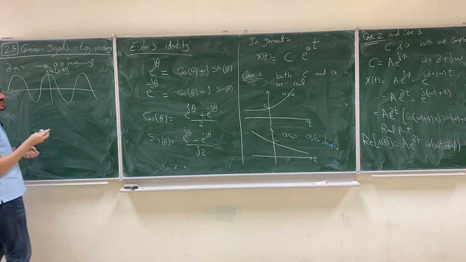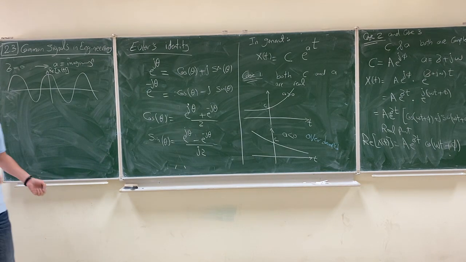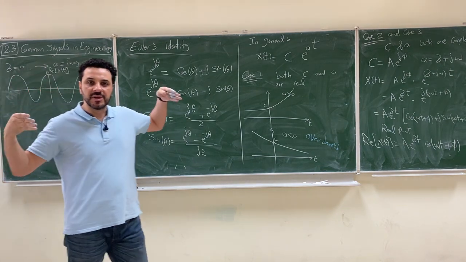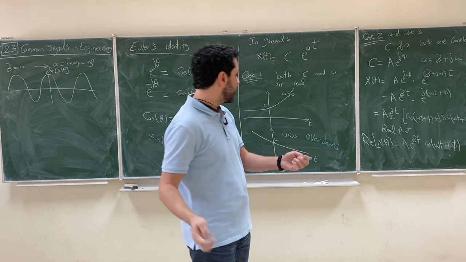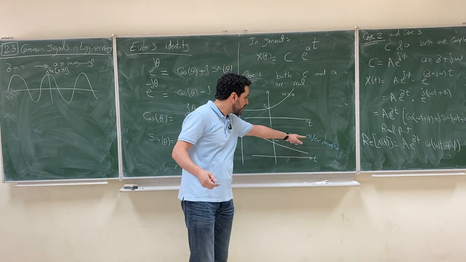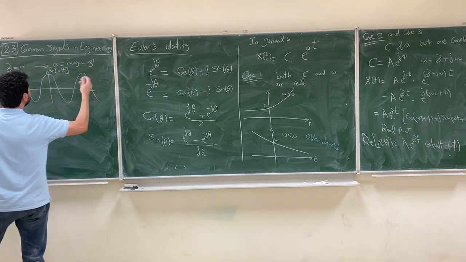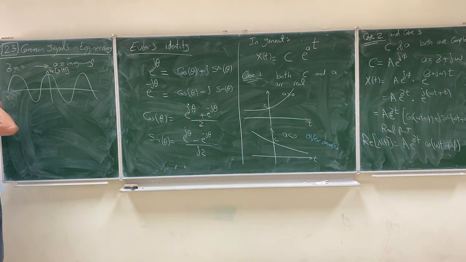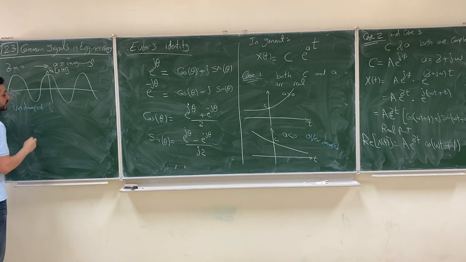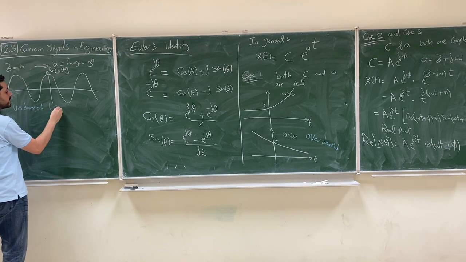We say that this signal is undamped. Why do we say that this signal is undamped? Because the amplitude doesn't decrease, right? Here, the amplitude is decreasing. That's why we called it overdamped. Here, the amplitude of the cosine wave doesn't decrease, right? That's why we call it undamped. And in some other textbooks, they call it critically damped.